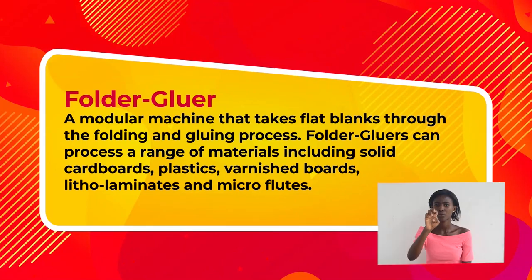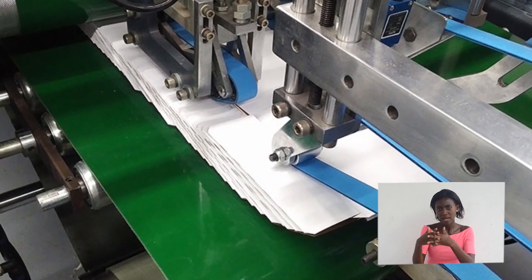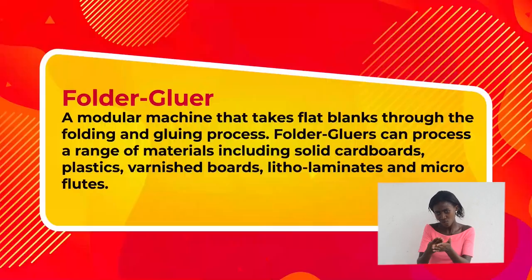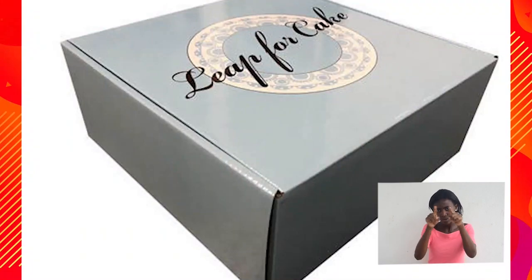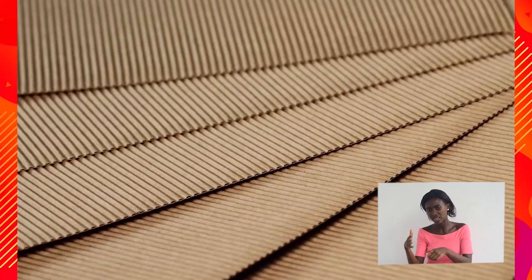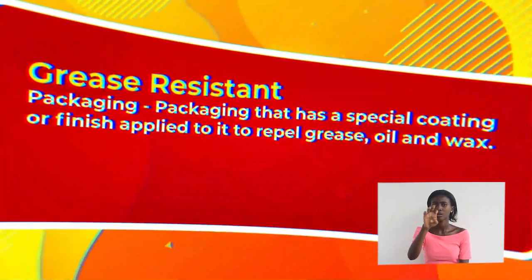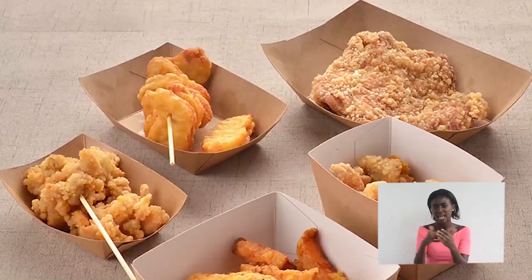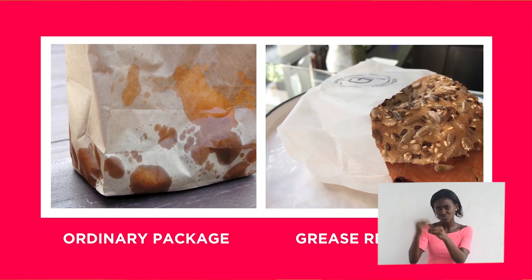Folder gluer, a modular machine that takes flat blanks through the folding and gluing process. Folder gluers can process a range of materials, including solid cardboards, plastics, varnish boards, litho-laminate, and microflutes. Grease-resistant packaging. This refers to packaging that has a special coating or finish applied to it to repel grease, oil, and wax.